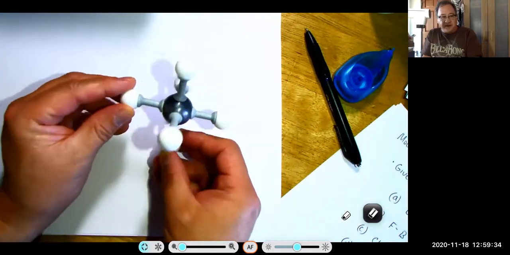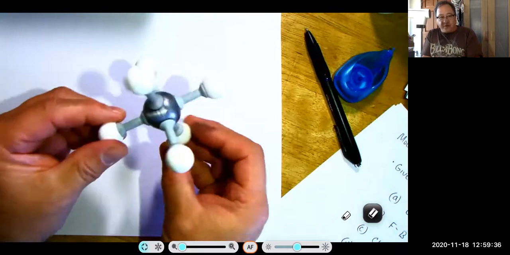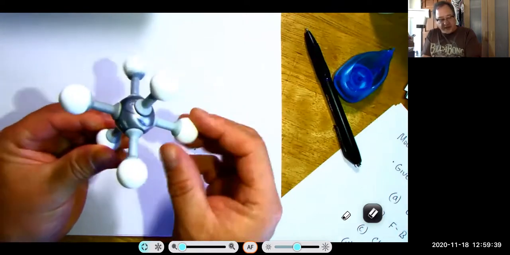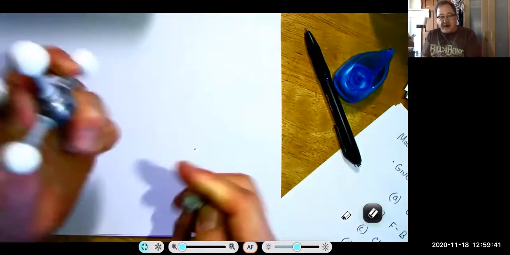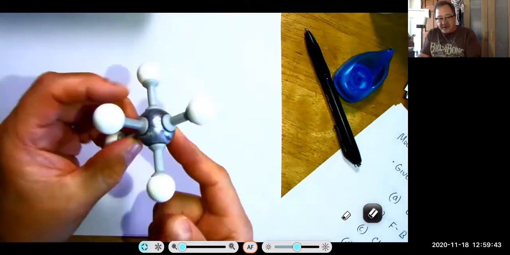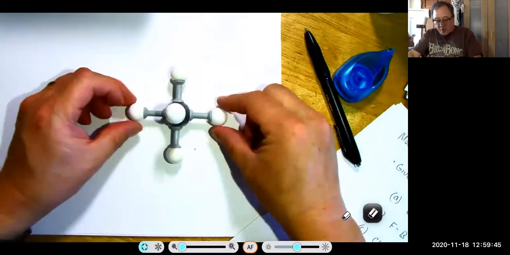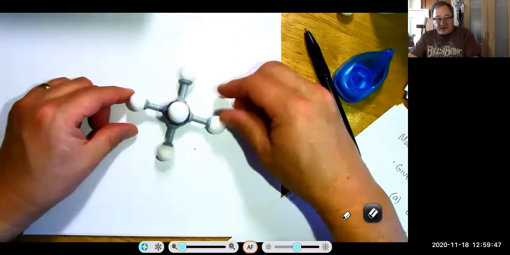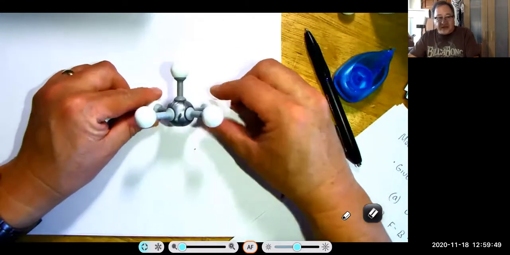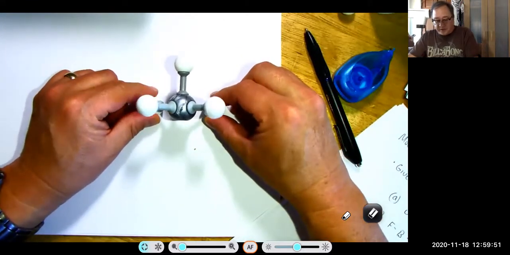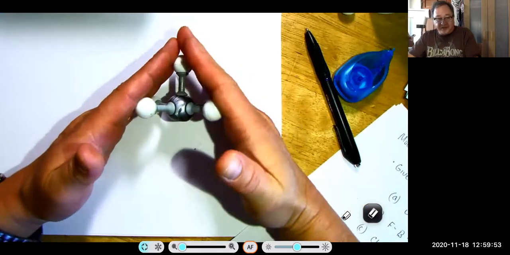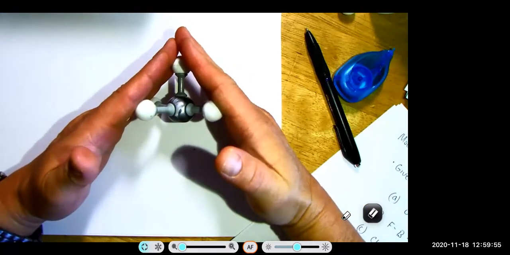Are you with me there? So imagine if one of those bonds breaks and we end up with just a lone pair right here on the bottom. Do you see how that looks square on the bottom? And if we look at it from the side, it looks like a pyramid if we put sides on this.